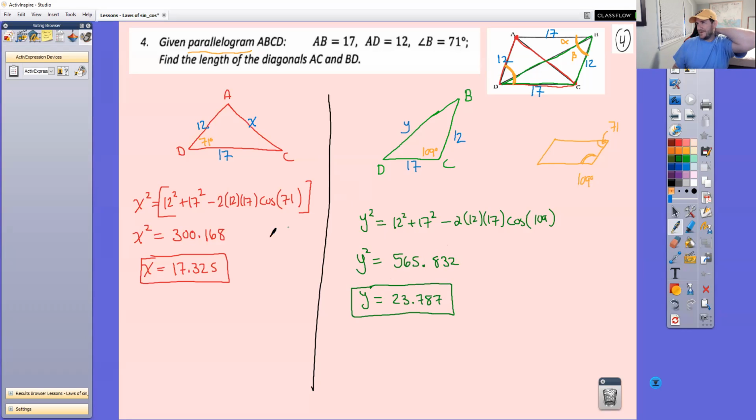So this thing that I called X is actually diagonal AC. So the measure of segment AC. This thing that we called Y is BD. The measure of segment BD. There you go. Moving on.